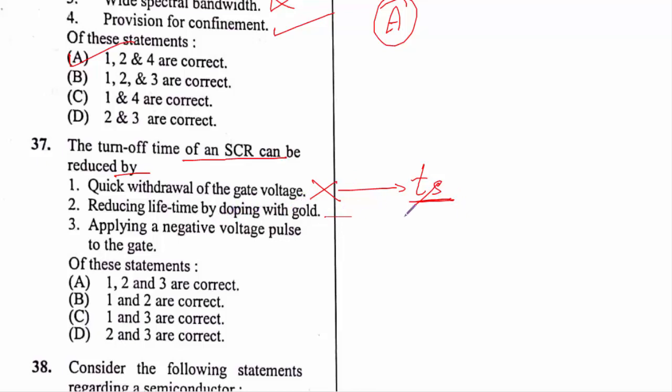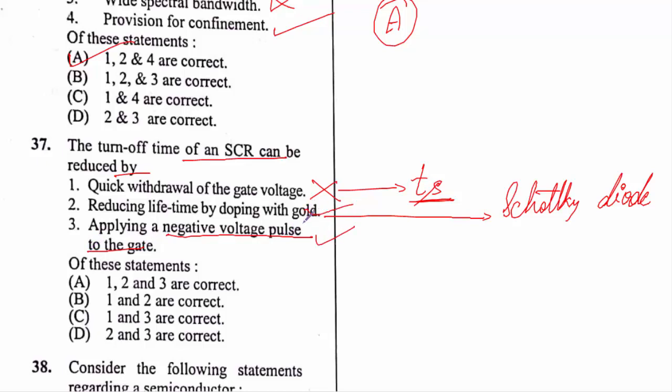Reducing lifetime by doping with gold. This is something like Schottky diode. So in Schottky diode what we are going to do is we will be having metal semiconductor junction. So the main purpose is we have to reduce the storage time. How we are going to reduce is we are going to operate the diode in linear region and cutoff region. We will not make the diode to get into saturation region. This is how we are going to reduce the lifetime. Third option is applying a negative voltage pulse. Yes, with this method also you can follow, nothing but statement 2 and statement 3 is correct, nothing but option D is going to follow.